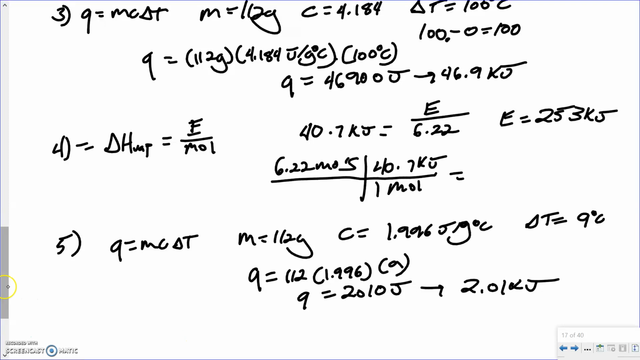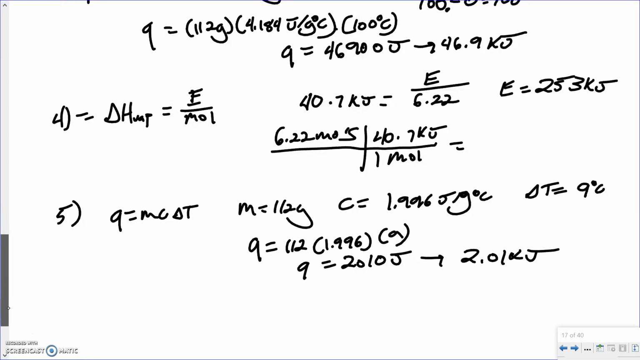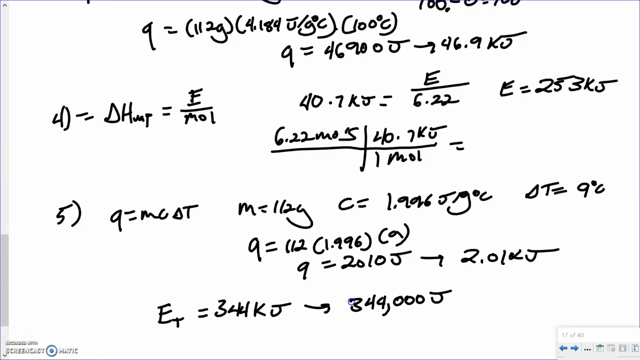And what we get left with is the total change in energy. Our E total or Q total, whatever you want to call it, is fine with me, is 344 kilojoules, or if you want to do it in joules, 344,000 joules.